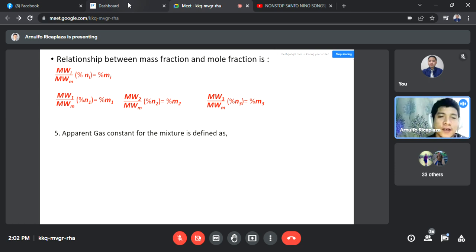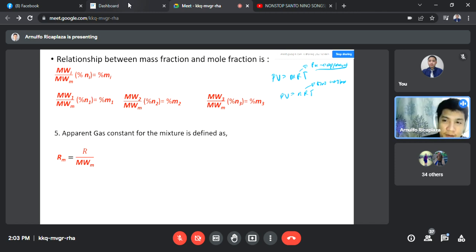Okay, so next, we have the apparent gas constant for the mixture, which is defined as RM. In solving PV = mRT, this R is the RM, or what we call the apparent gas constant. In PV = nRT, this is the actual gas constant. This one is apparent, because if you remember in mRT you still divide by the molecular weight. So therefore that is the apparent.